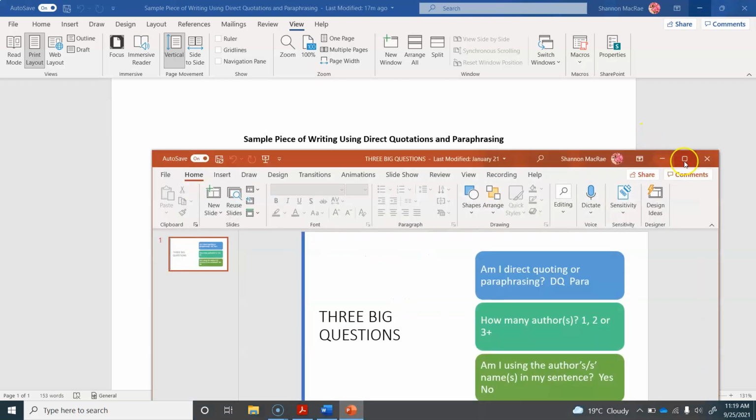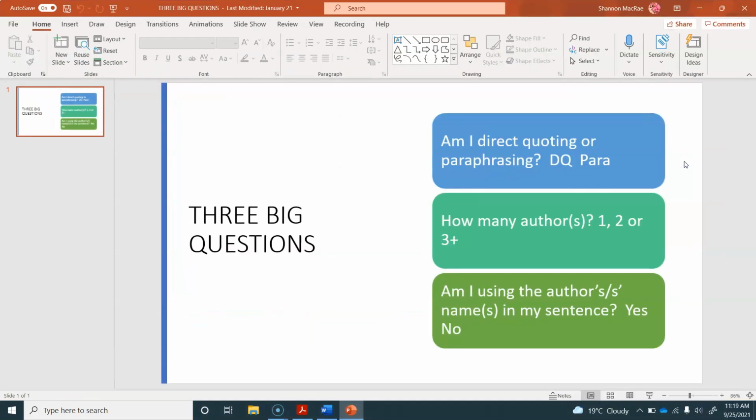And we need to go over 3 big questions, because as you are deciding how to do an in-text citation, you need to have it clear what situation it is, because in-text citations vary depending on different situations. So there's 3 big questions to ask yourself as you're working sentence by sentence. The first question is, am I direct quoting or am I paraphrasing? And you're either going to be direct quoting, using information word for word, or you'll be paraphrasing, using information and expressing it in your own words.